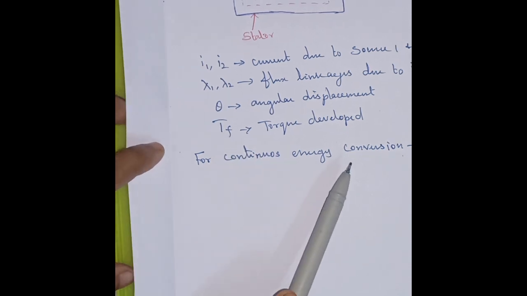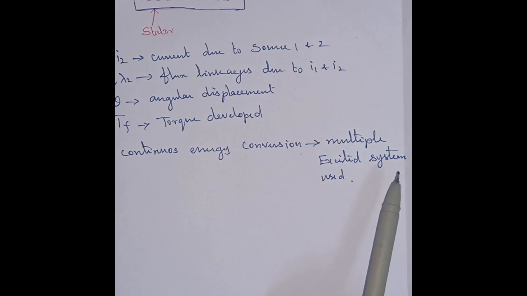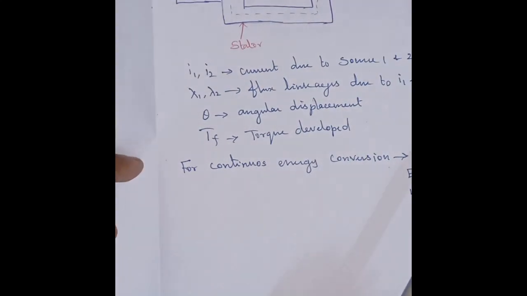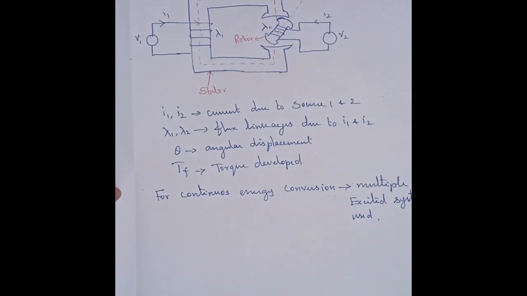For continuous energy conversion we need multiple excited systems. Okay, we need a multiple excited system. Here we have double excitation.